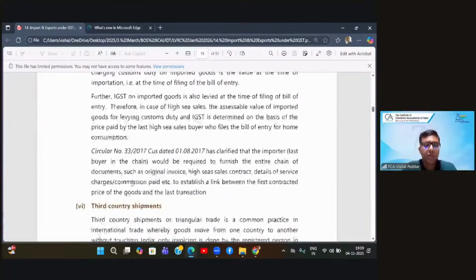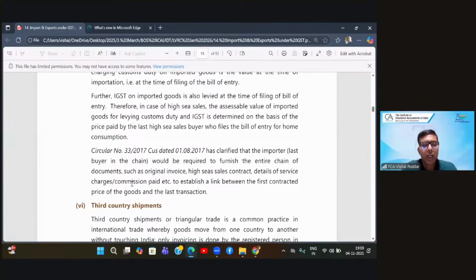So these are some important comparative points that you have to understand. Now, what we discussed above: while the goods are in customs bonded warehouse, if there are two or three sales before they are finally cleared, you will take the last sale value.